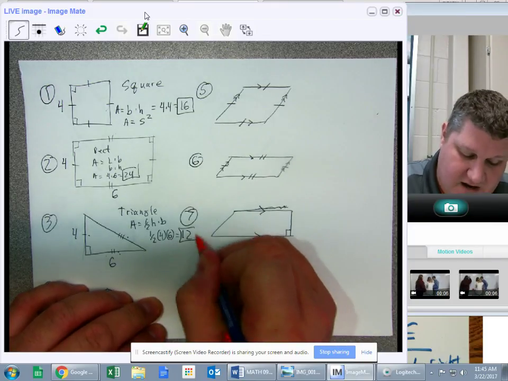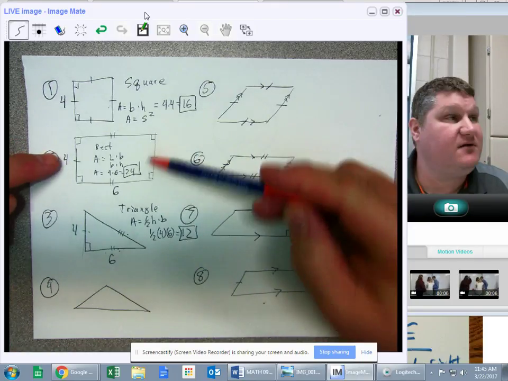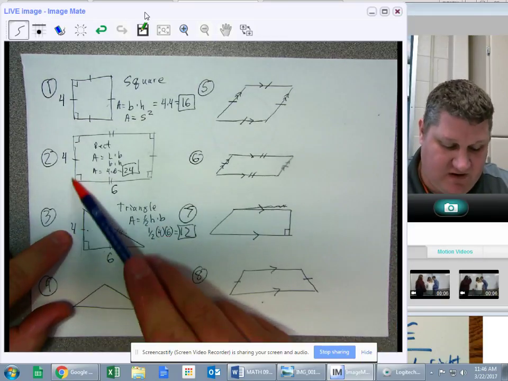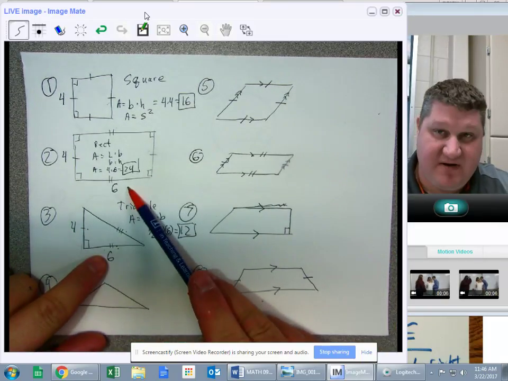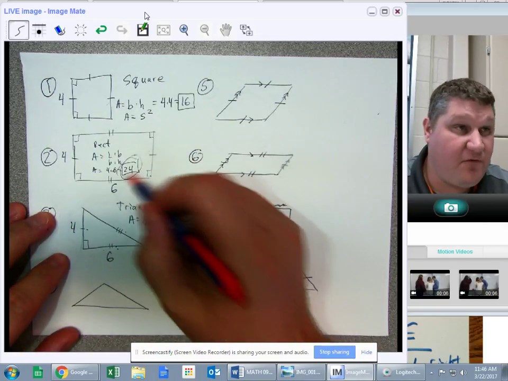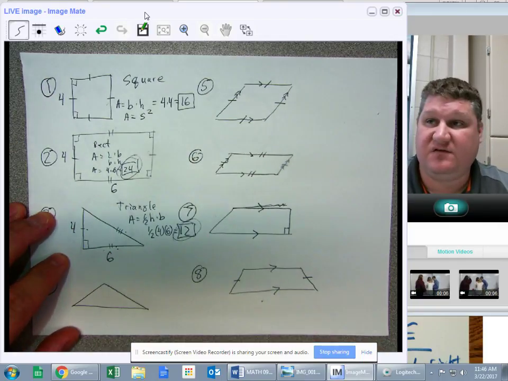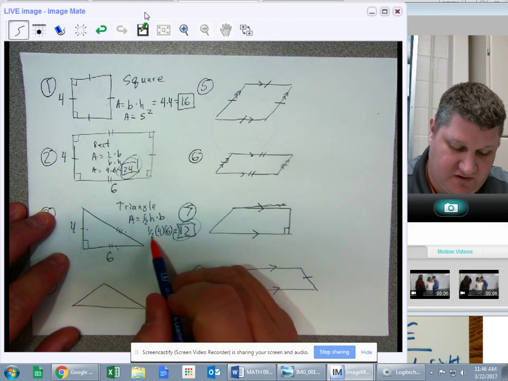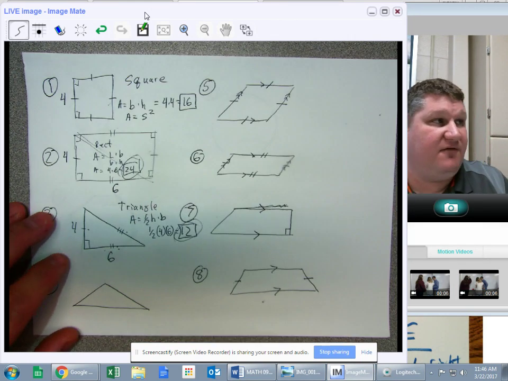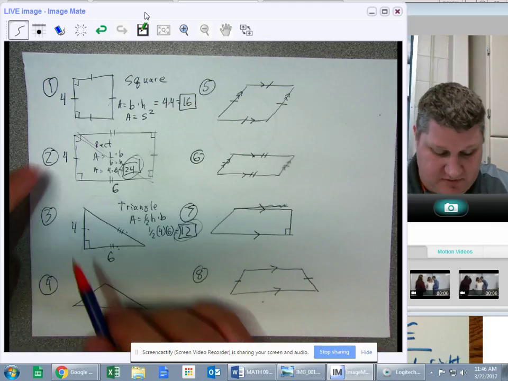All right. Now, ladies and gentlemen, you'll notice in the rectangle and in the triangle that we have the same height and we have the same base. But when I put them together, this 24 is exactly twice as big as this 12 because a triangle would be like a rectangle cut in half. So there we go. That's how we come up with the formula for this.